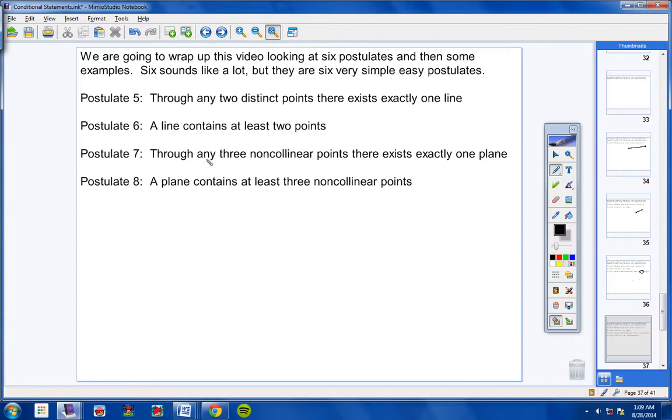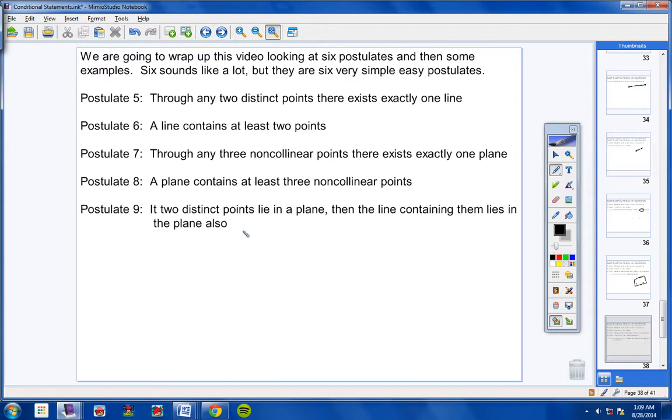Postulate number 8. A plane contains at least 3 non-collinear points. Of course. I mean, if you have 2 points, it might be a plane, but it could just be a line, okay? So if you have a plane, you're going to have at least 3 non-collinear points. You have to, okay? A plane contains at least 3 non-collinear points.